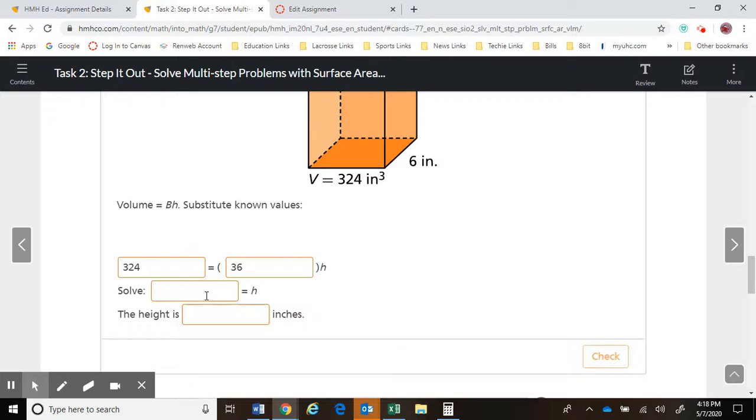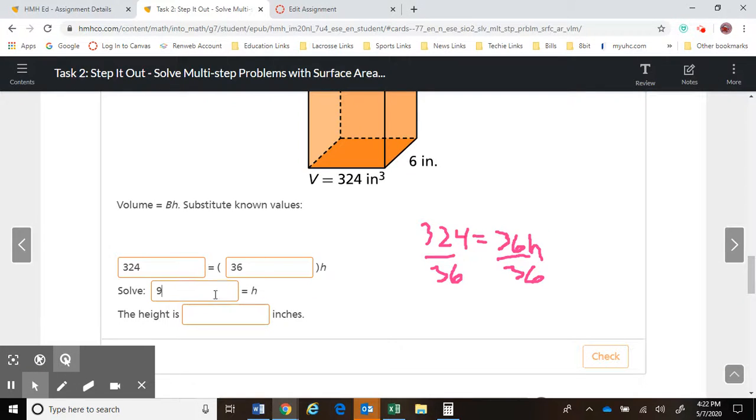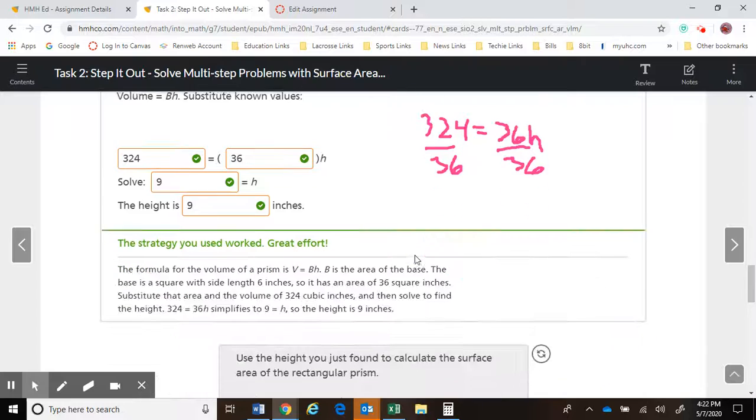Now, if those are 36 and 36, then of course I've got to divide here, right? I've got to take 324, which equals 36h, and I'm going to divide both sides by 36, kind of like what I did in the other problem. And this is what you should be writing out or working out. 324 divided by 36. That's going to give me 9, and there is your height. Height is 9 inches.